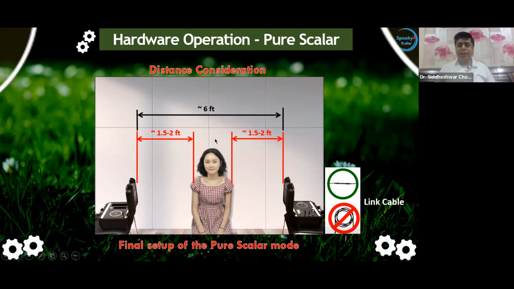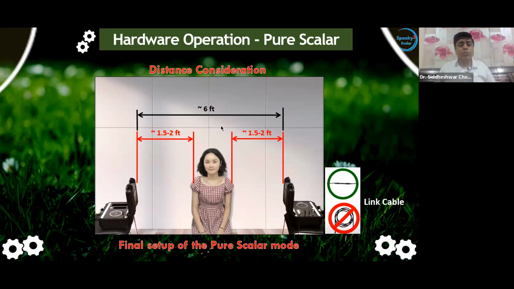This is a beautiful lady from the Spooky2 team. Imagine her width is approximately 2 feet. So the least distance between the body and the lid should be approximately 1.5 to 2 feet from both the sides. So that makes it 4 plus 2 feet, that is the body width approximately, which makes it nearly 6 feet. So try to maintain this distance.